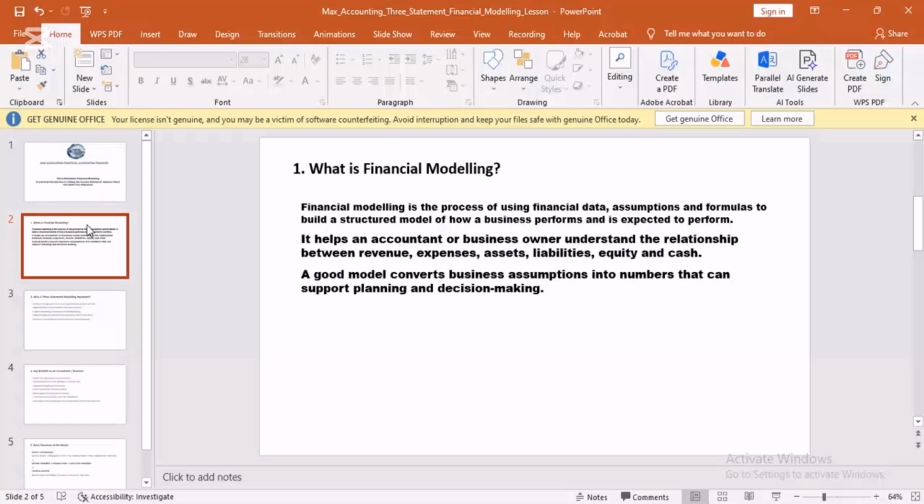So it's basically about projection, forecasting where you want the business to be, or projecting where the business will be in the near future. Building a well-structured financial model helps an accountant and business owner understand clearly the relationship between revenue, expenses, assets, liabilities, and the rest, because all this interplays while we make assumptions. So let's see some of the importance, then we proceed.